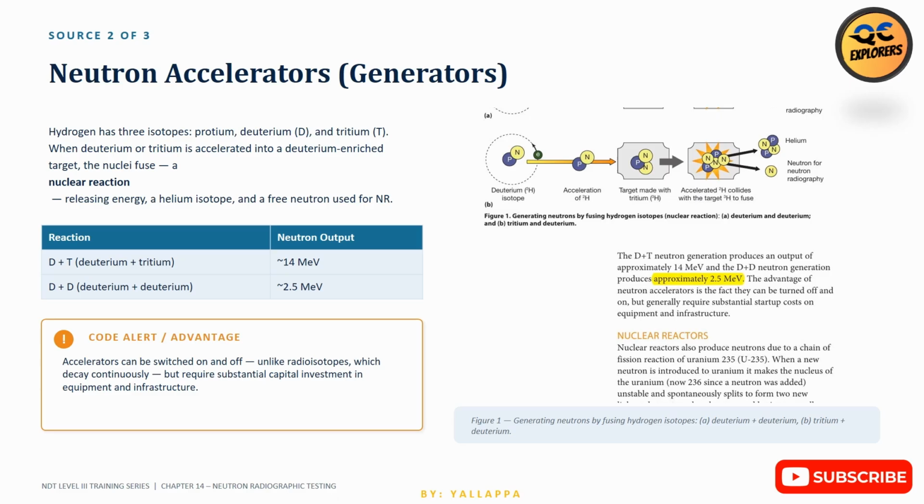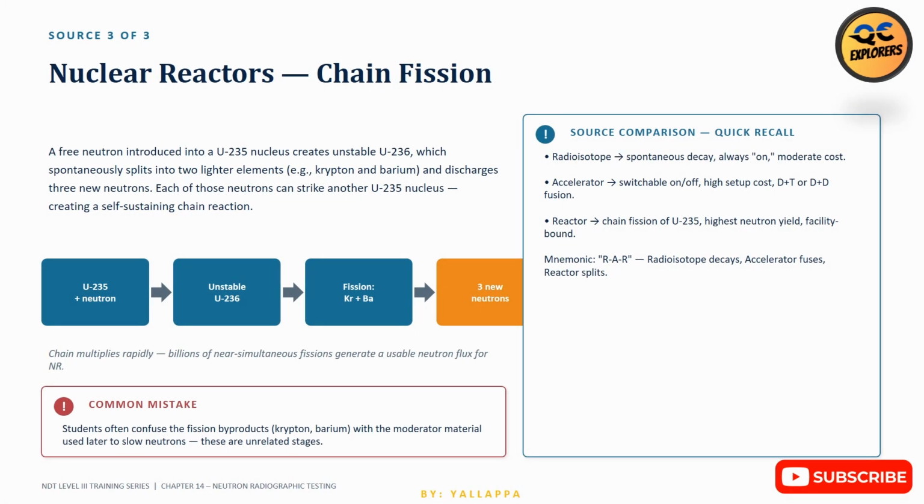Our final neutron source uses an entirely different process, nuclear fission inside a reactor, which provides the highest neutron output available for neutron radiography. We've now reached the third and most powerful neutron source used in neutron radiography, the nuclear reactor. While radioisotopes generate neutrons through spontaneous decay and neutron generators rely on fusion, nuclear reactors produce neutrons through a controlled chain fission reaction. Let's walk through the process step by step.